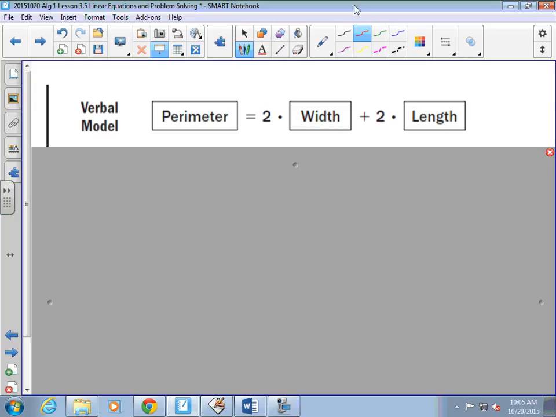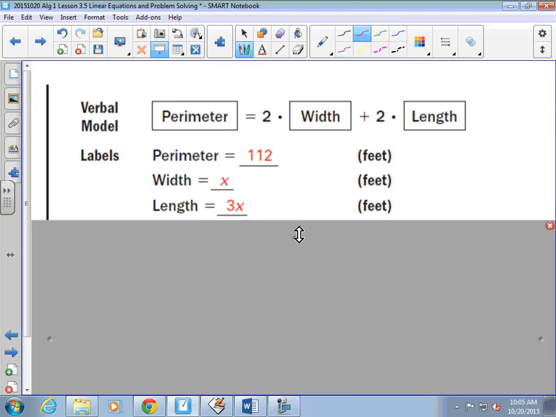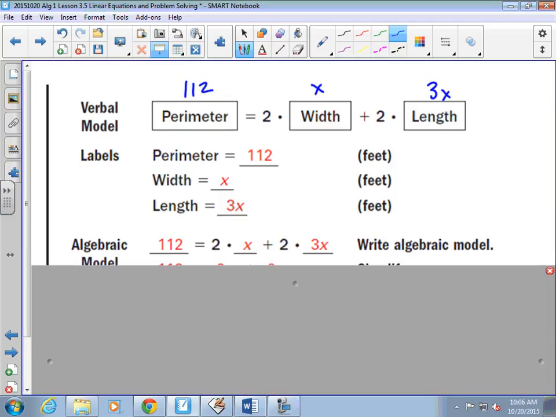But the same thing, we know what our perimeter is because we only have 112 feet of fencing. Can't be more, can't be less. 112. The width is the unknown amount. An unknown you represent with a variable, x, easiest one to represent. The length has to be 3 times that much, 3 times that same x. So now in place of each of these boxes, we can sub in our numbers. So in place of perimeter, we put 112. In place of width, we can put x. In place of length, we can put 3x.